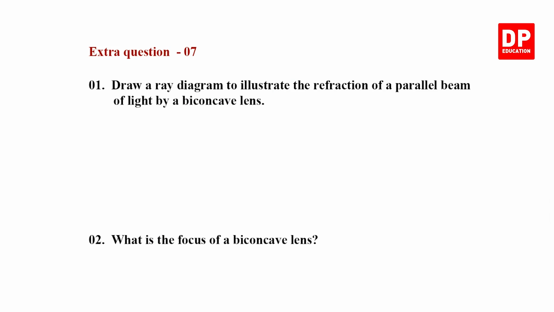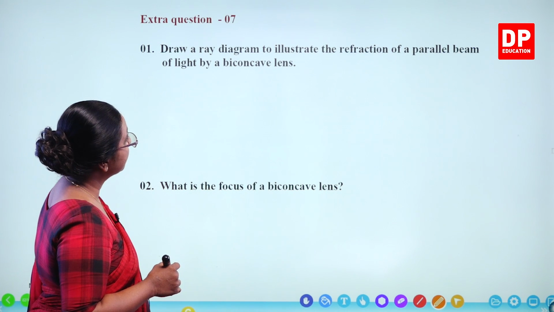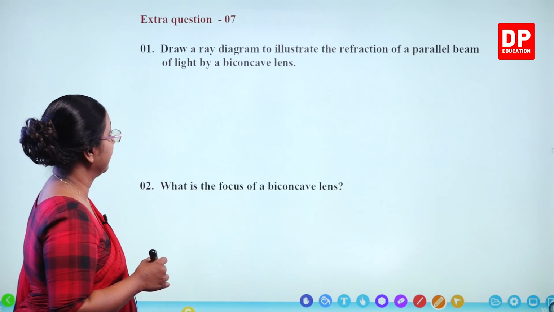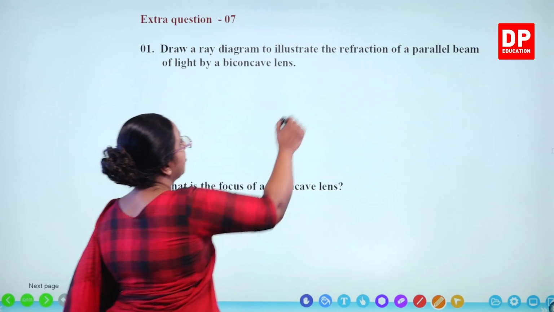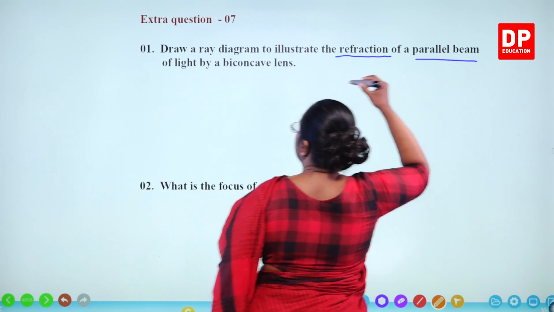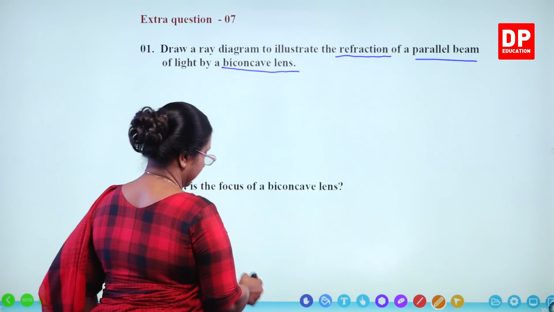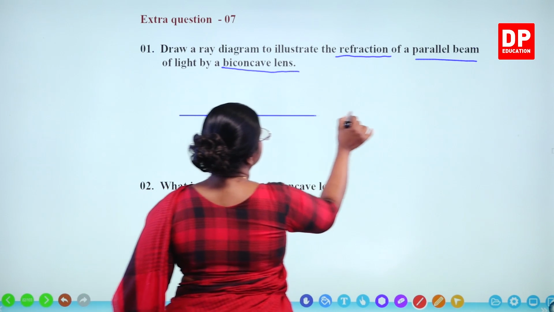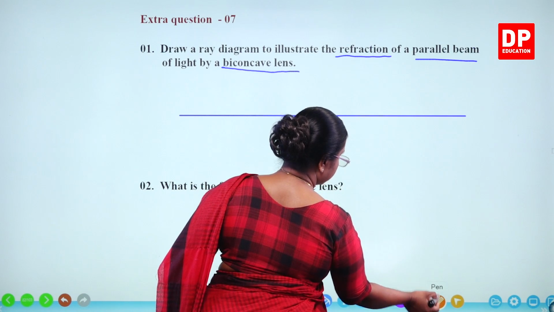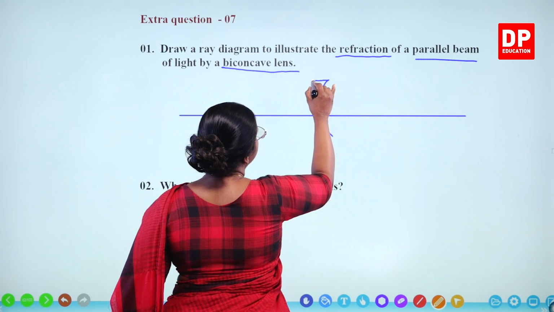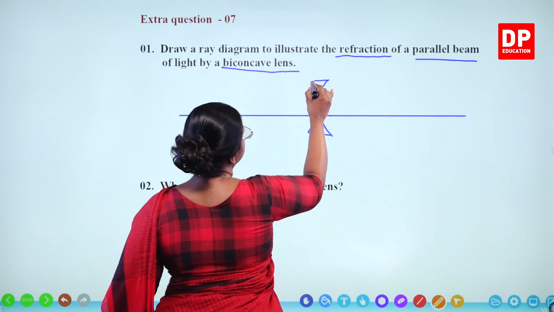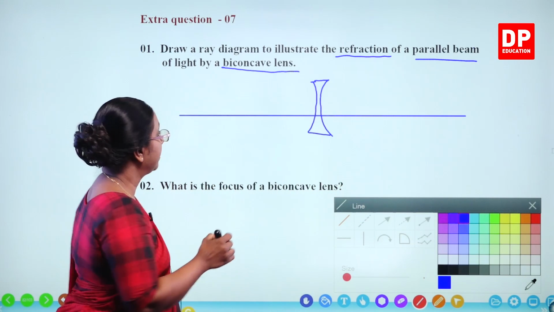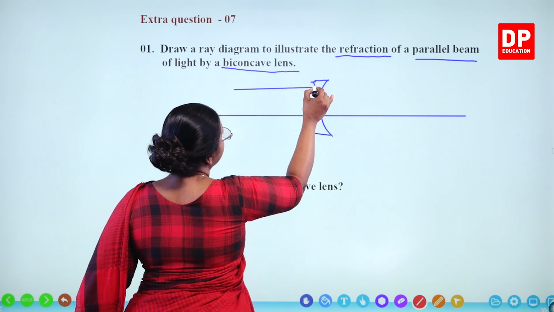Extra question 7. Draw a ray diagram to illustrate the refraction of a parallel beam of light by a biconcave lens. So, note the points: a parallel beam, by a biconcave lens. To do that, it has to be a biconcave lens. Then we need to draw a parallel beam of light.